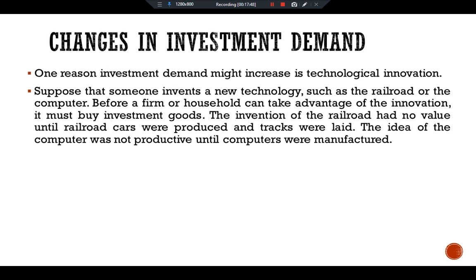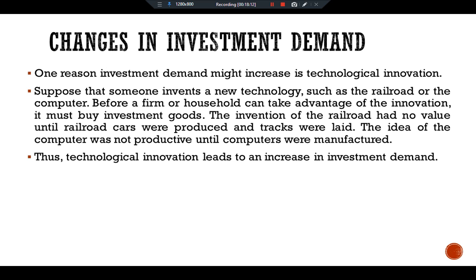Before a firm or a household can take advantage of the innovation, it must buy investment goods. The invention of the railroad had no value until railroad cars were produced and tracks were laid. The idea of the computer was not productive until computers were manufactured. Thus, technological innovation leads to an increase in investment demand.